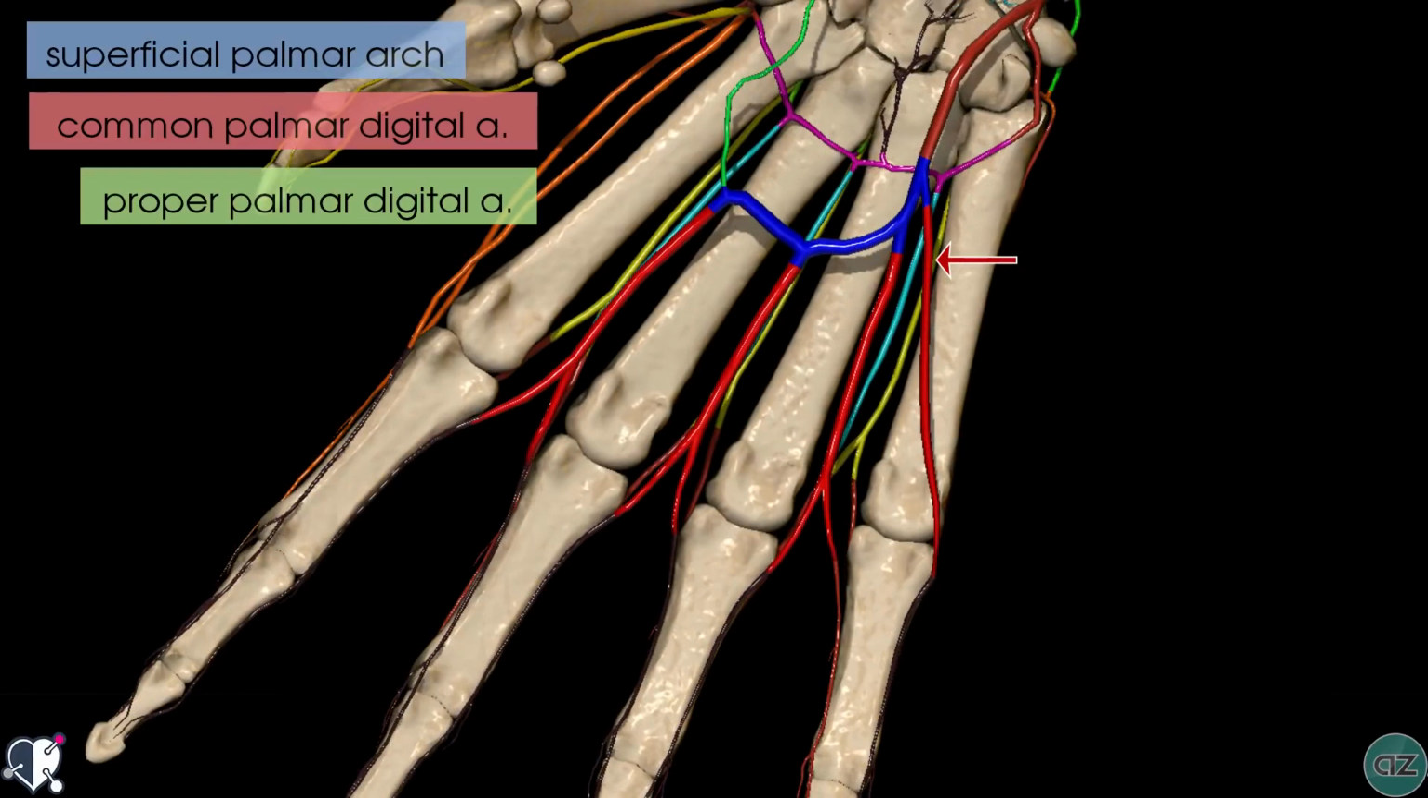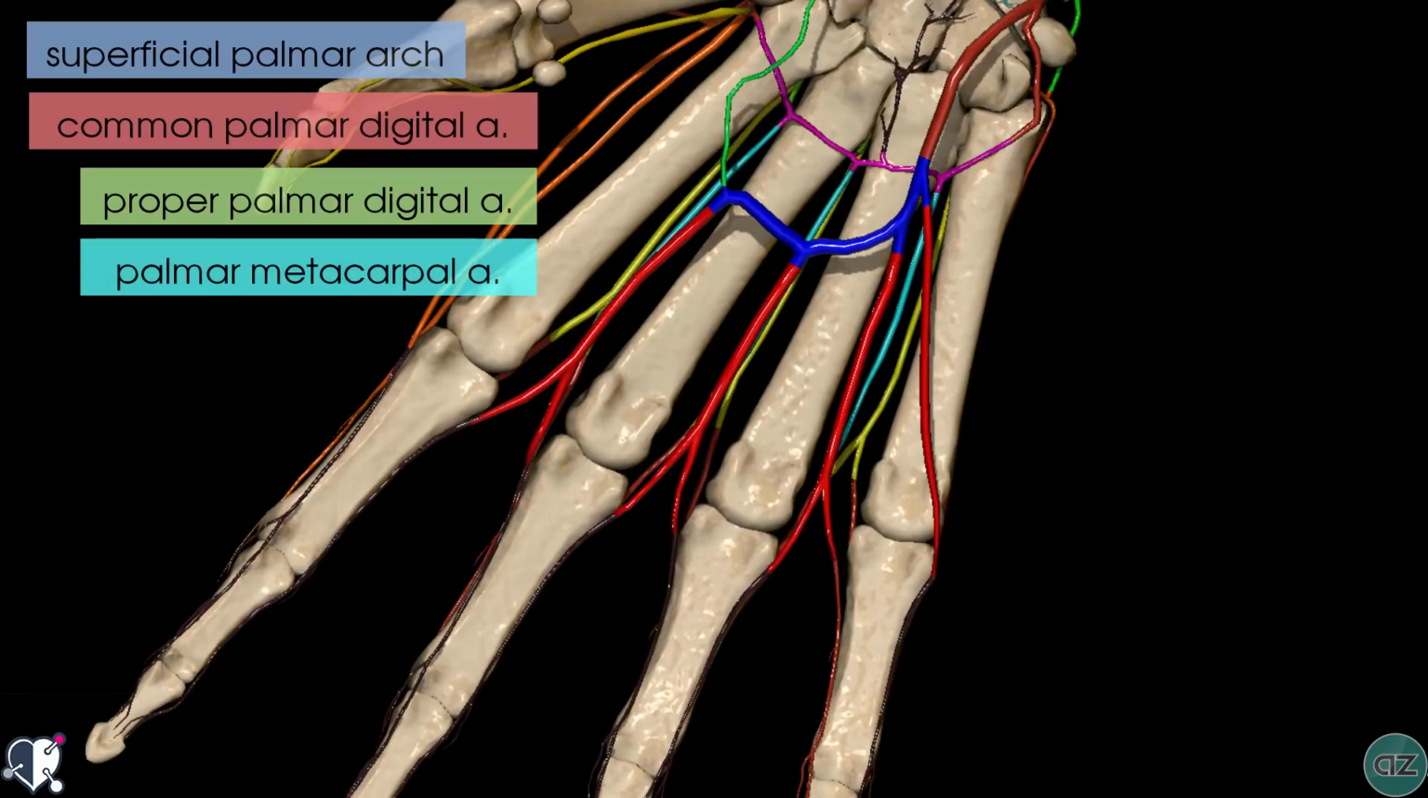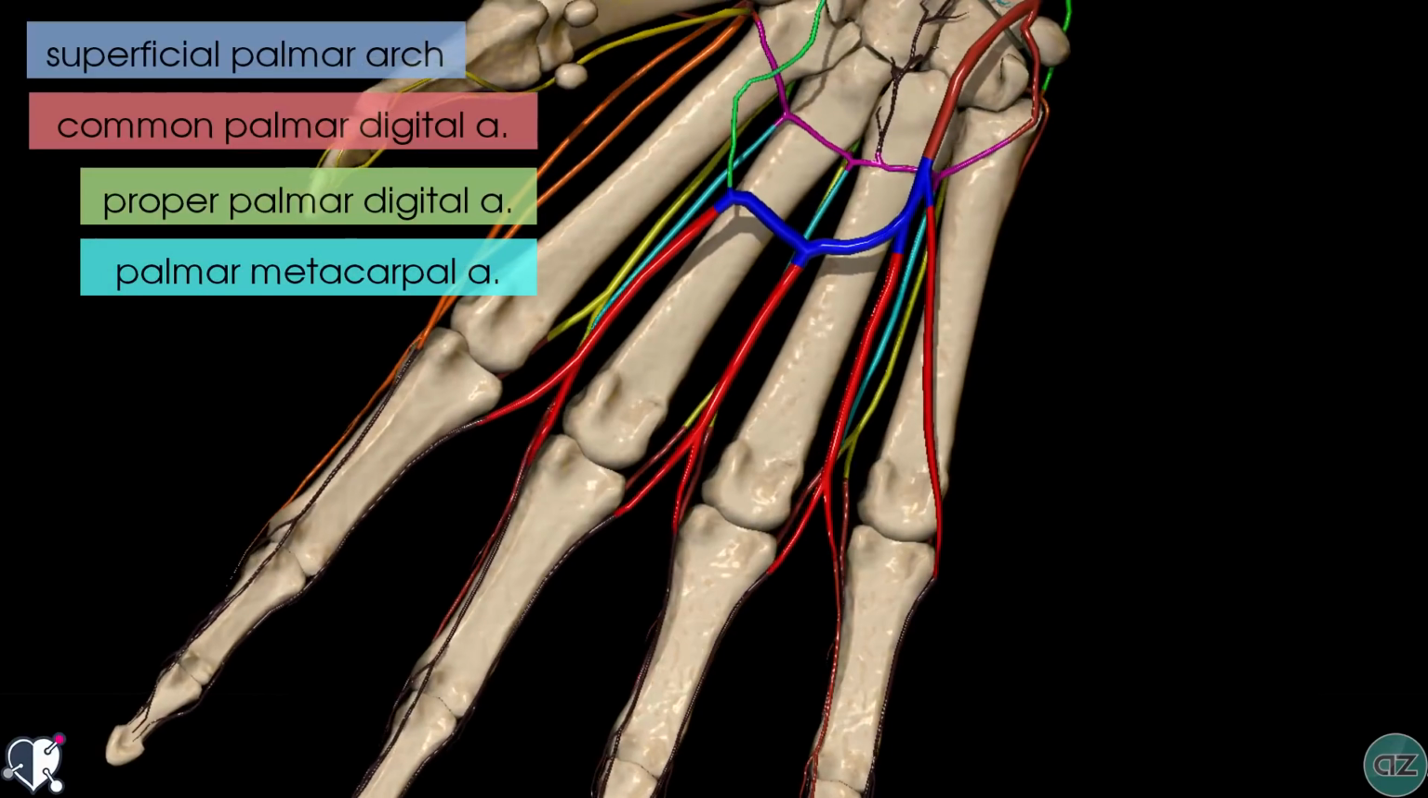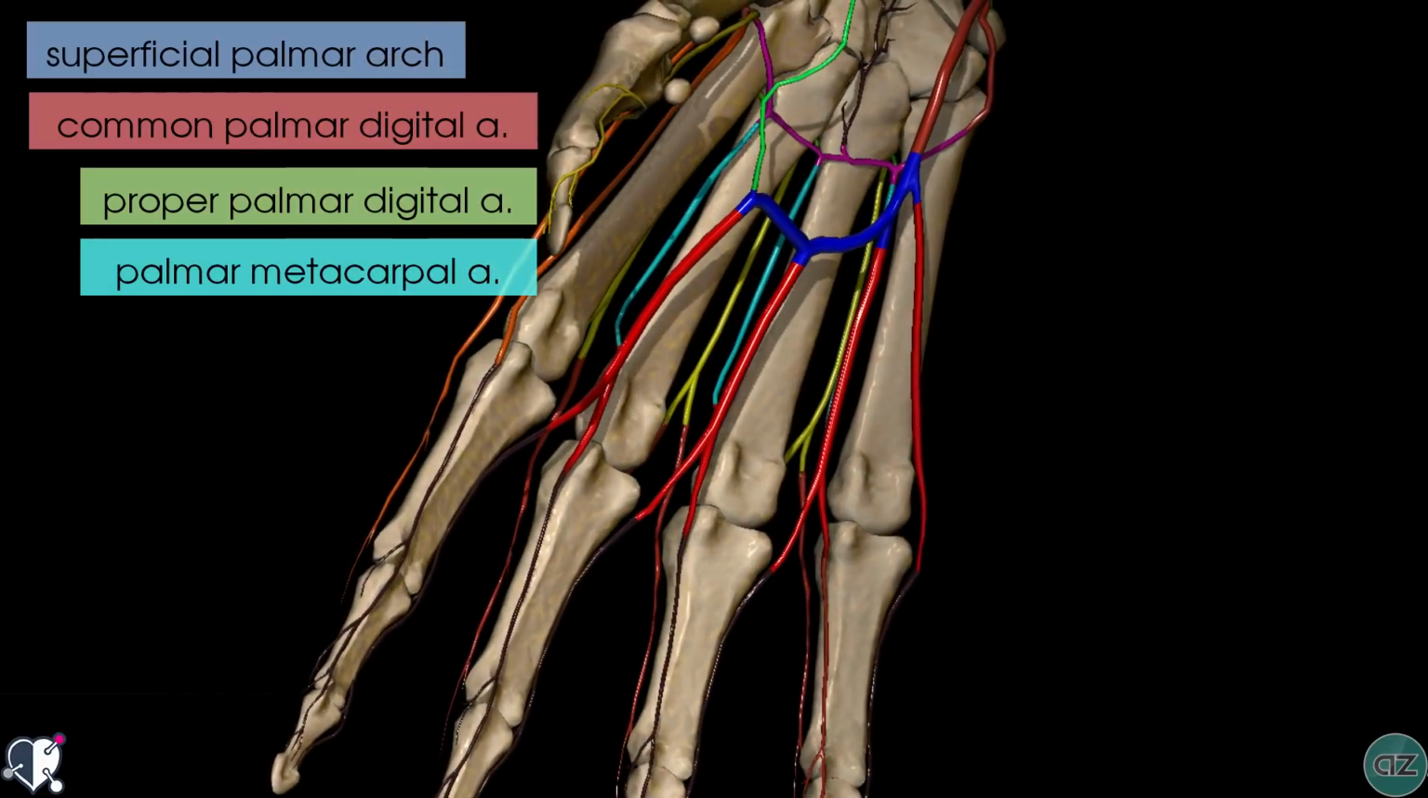The common palmar digital arteries anastomose with the palmar metacarpal arteries, which arise from the deep palmar arch. You can see the palmar metacarpal arteries here in light blue colour arising from the deep palmar arch highlighted in purple.